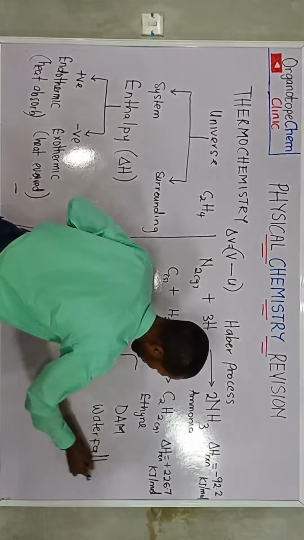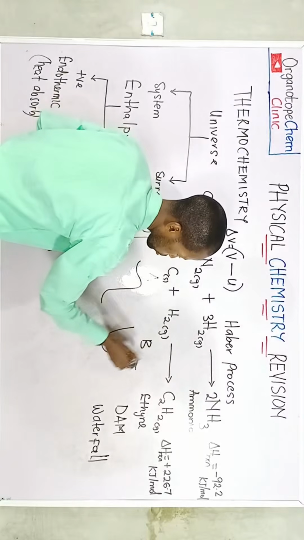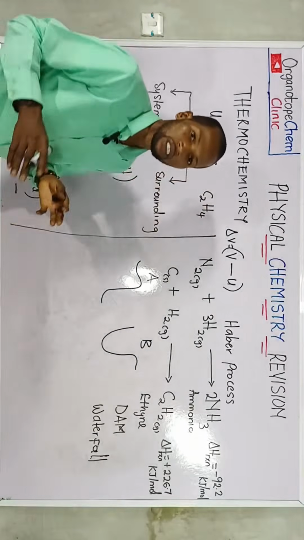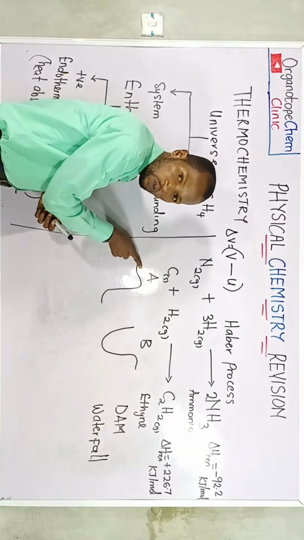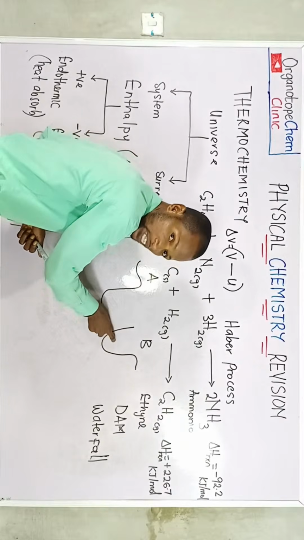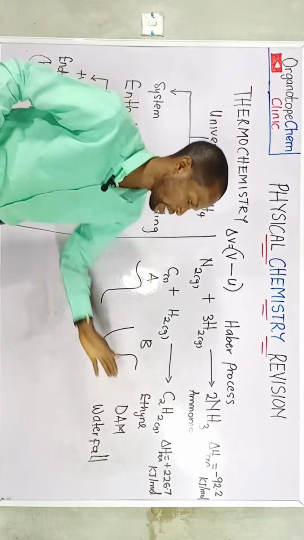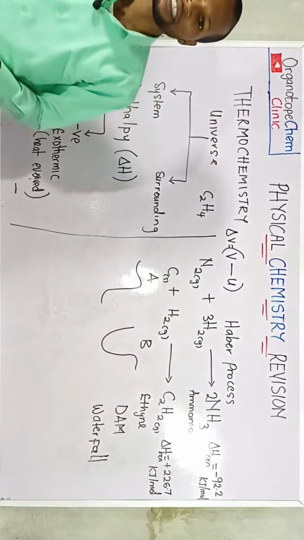Is it diagram A or diagram B? We have diagram A, we have diagram B. Which one represents a dam? Which one represents a waterfall? We have little space for conservation of water here, and we have a wider space for conservation of water in diagram B. So which one is a dam? Which one is a waterfall? Can you type that in the chat?